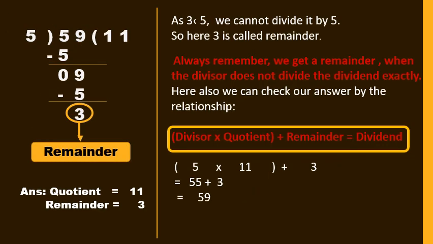So girls, you can see that 3 is lesser than 5. So we cannot divide 3 by 5. Here 3 is called the remainder. Always remember, we get a remainder when the divisor does not divide the dividend exactly. Got it?